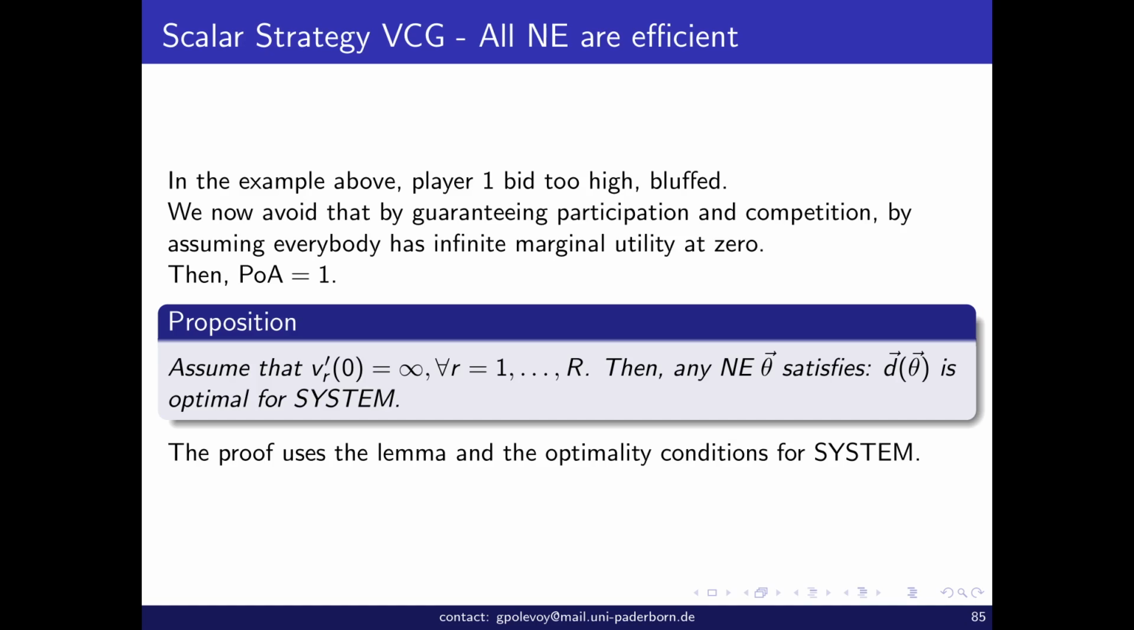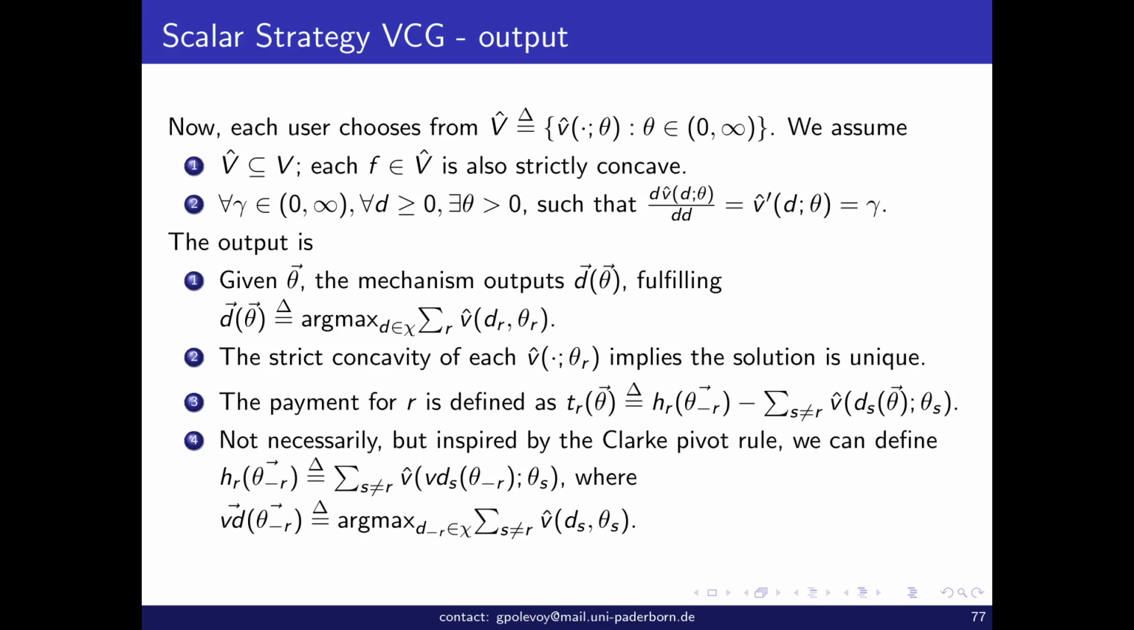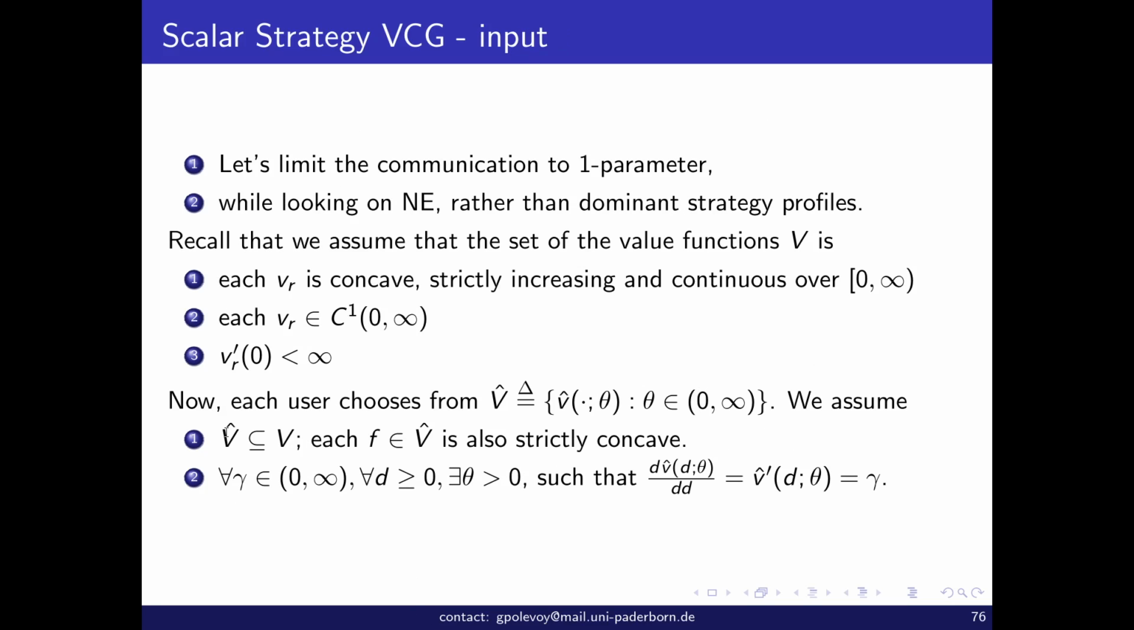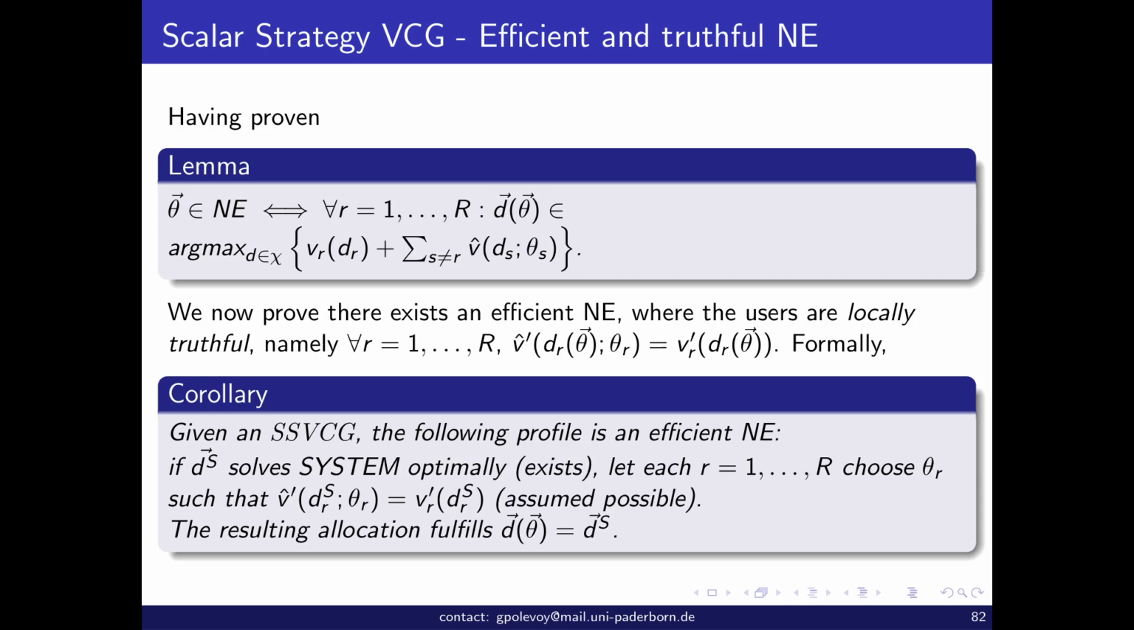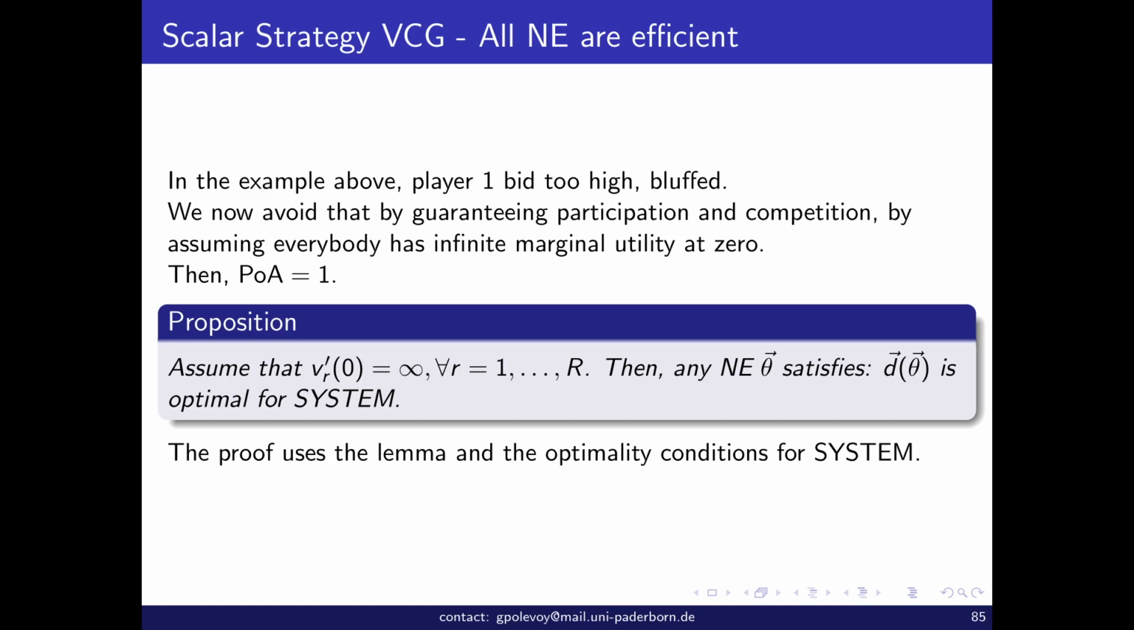Now, we can avoid such a problem, and guarantee participation, thereby causing competition, by assuming everyone has an infinite marginal utility at 0. But that's exactly what we didn't assume. We dropped this assumption we made in the beginning, that the marginal utility in 0 is finite. We didn't use it, and we are going to drop it here. Then we will be able to prove that every equilibrium, we won't do it here, is optimum.